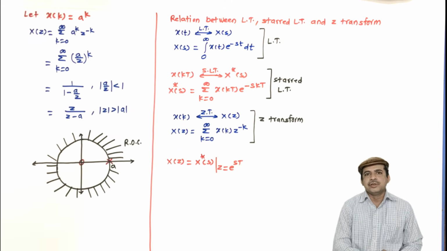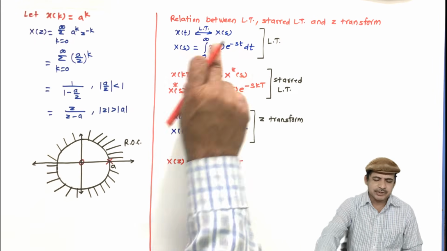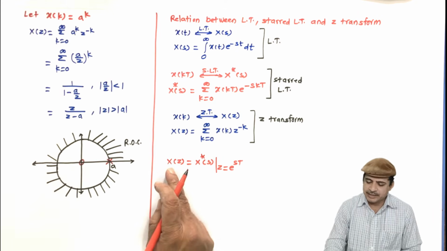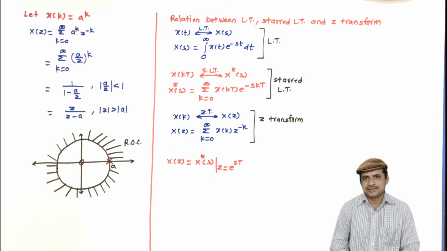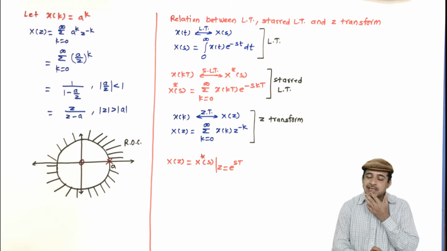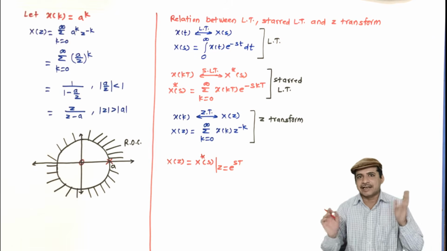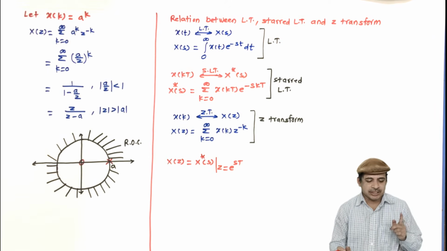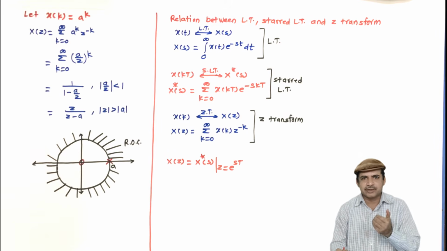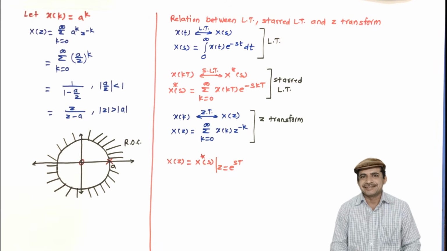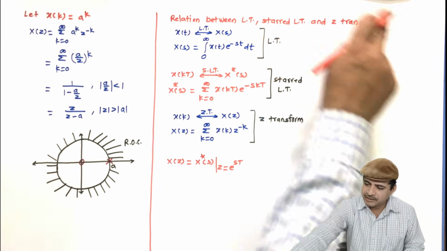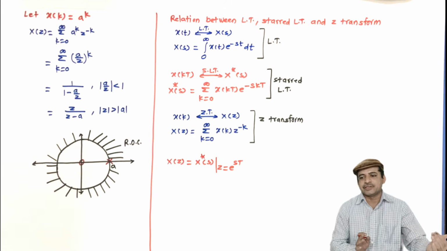So this relation can be useful, or even it can be transformed with some approximation that X of z is equal to X of s with z is equal to e raised to sT, and t is equal to kT. That is useful for transforming from s to z directly. Otherwise, if you want to transform from s to z, first you have to take inverse Laplace transform to get x of t, sample it to get x of kt, take a star Laplace to get X star s, and then put it. Correct? So now this relation is purposely developed to get a transformation from s to z directly.